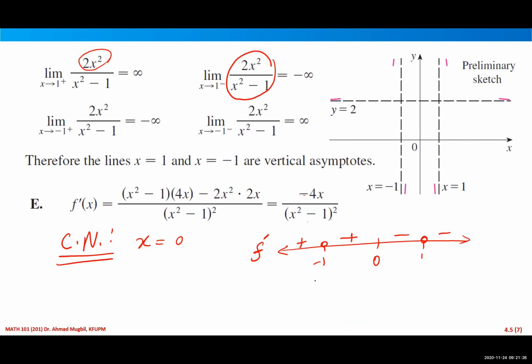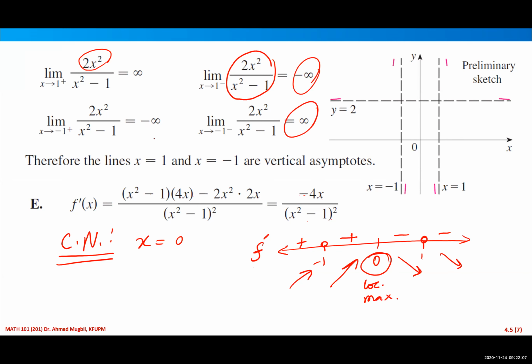We conclude that the function is increasing from negative infinity to 0 without negative 1, okay, and decreasing from 0 to infinity without 1, okay. So what is the maximum and the minimum? What will happen? What do we have at 0? Local maximum, because the graph is going to infinity and negative infinity, ya shabab. So it will not be absolute, of course.